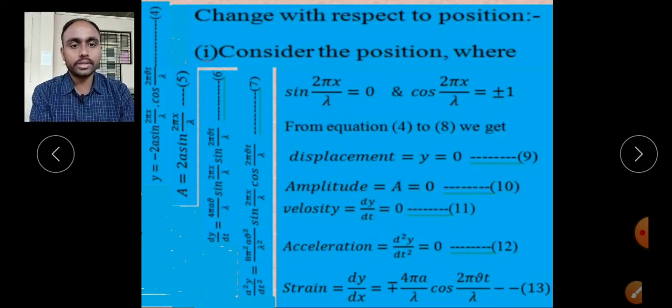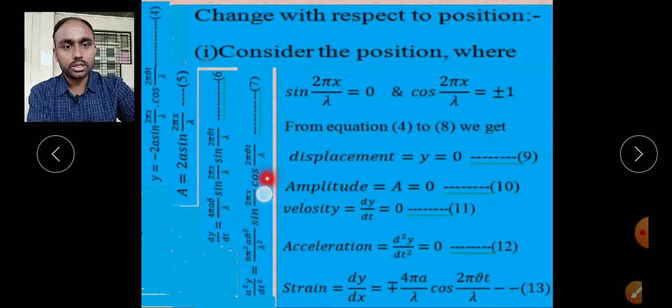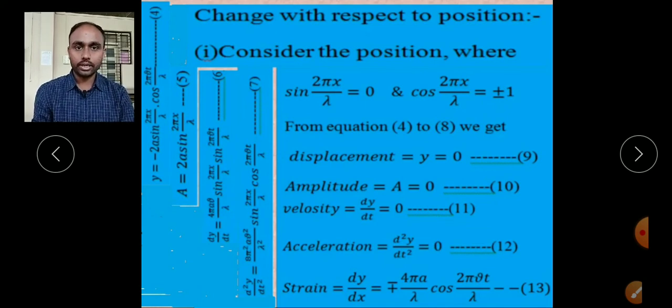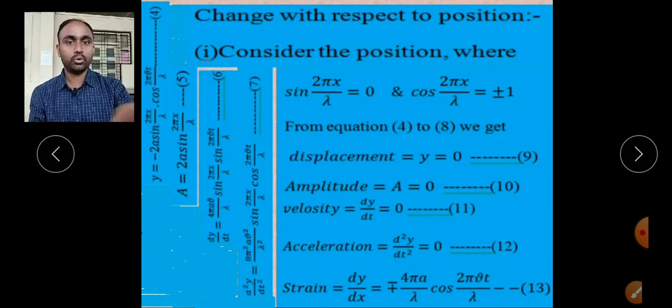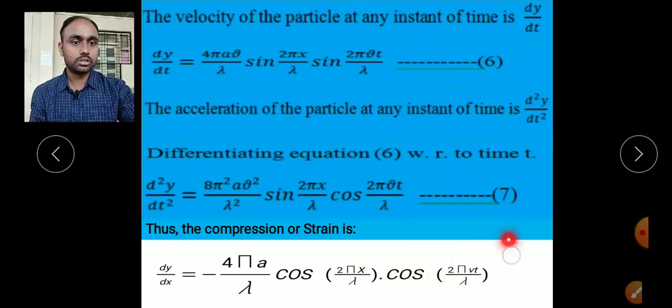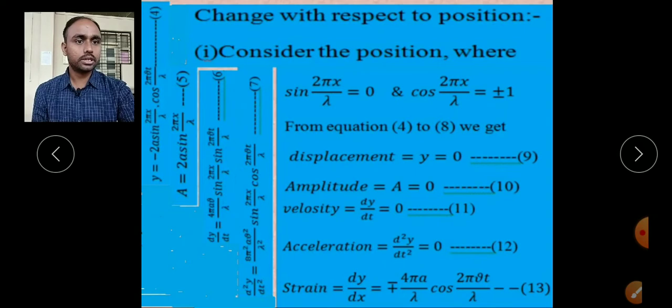If we go to the acceleration, again in acceleration also we have sin 2 pi x by lambda and it is 0. So, what is that? What we got finally is displacement 0, amplitude 0, velocity 0, acceleration 0, but if we go to the strain, here is the strain. In the strain, we have cos 2 pi x by lambda, not sin 2 pi x by lambda, and cos 2 pi x by lambda, yes, it is plus or minus 1, but already the strain is negative, that is why it becomes minus and plus.